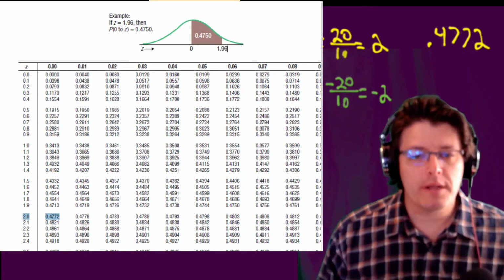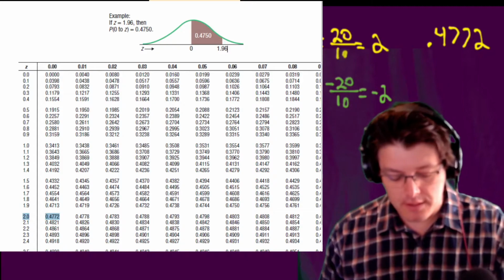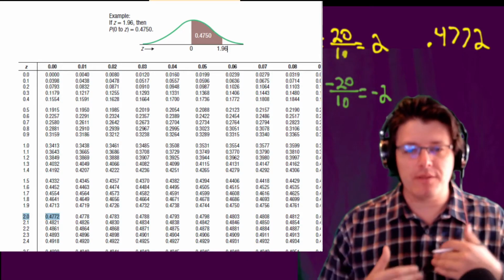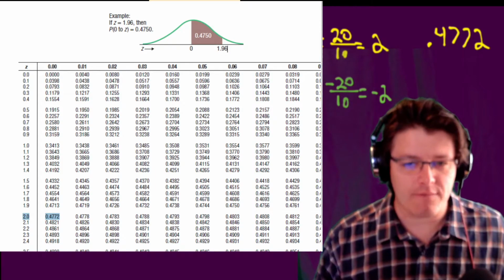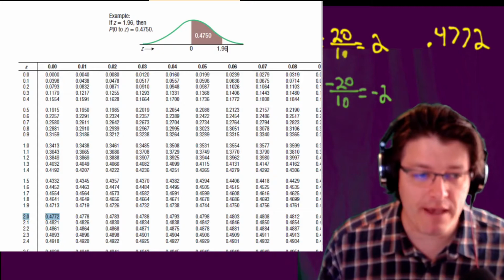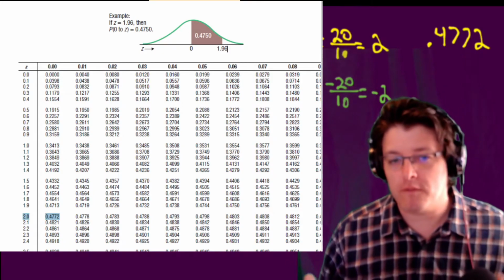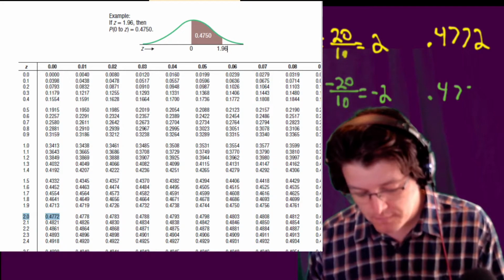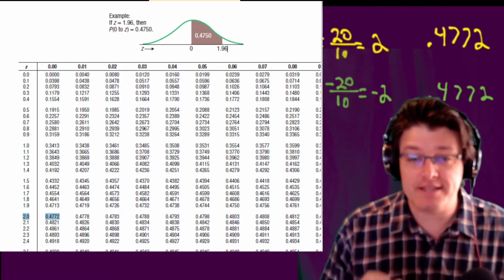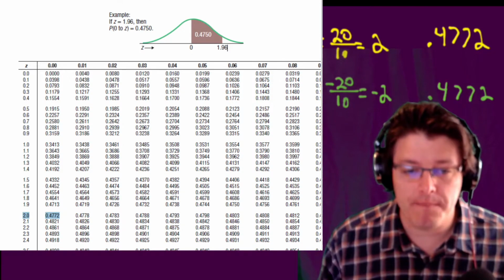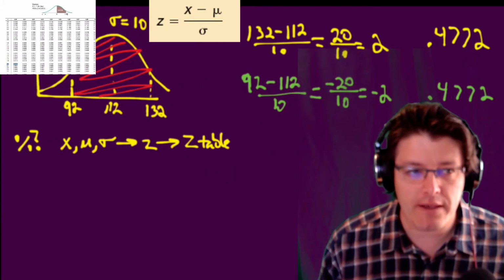Now, while we're here, we've just looked up the positive 2, but remember, we get the same value for the negative 2. It's just symmetrical. So if we have negative 2, it's going to be the same value as well. So it's 0.4772. The area of the curve that they're talking about is different, but we get the same value.